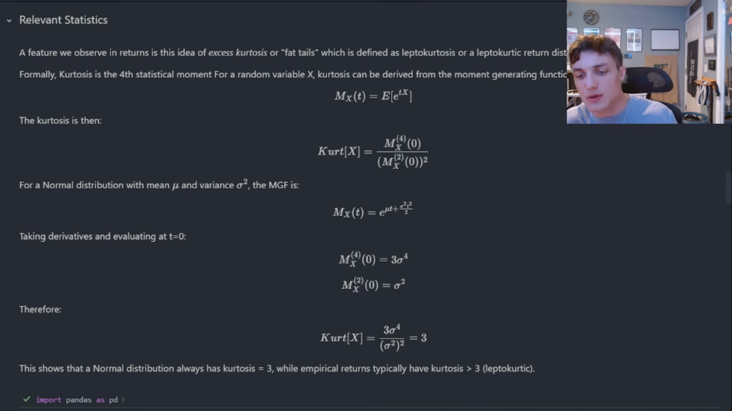When it comes to kurtosis and stock returns, typically we're dealing with something called a leptokurtic distribution. That means that the tails of the distribution, so the extremes, are fatter than a typical Gaussian normal distribution, a bell curve. And the problem with that is if you use a normal distribution to model returns, you're going to be underestimating the extremes on either case.